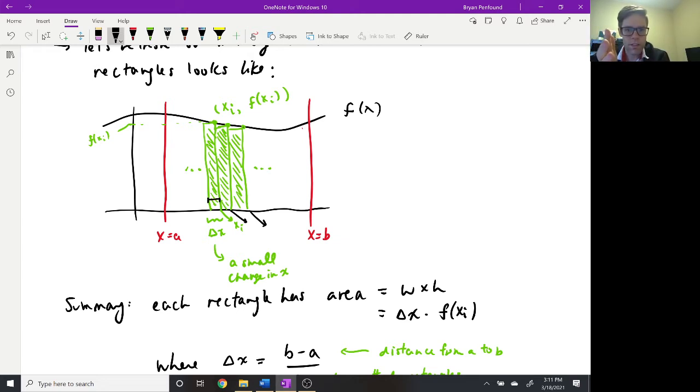As soon as I set up my rectangle, they could be anywhere inside of that delta x region. It doesn't really matter where we choose our xi, because the widths get smaller and smaller. So because those widths get smaller and smaller, all of the xi's essentially get pushed towards one x value anyway. So in the long run, it doesn't really matter.